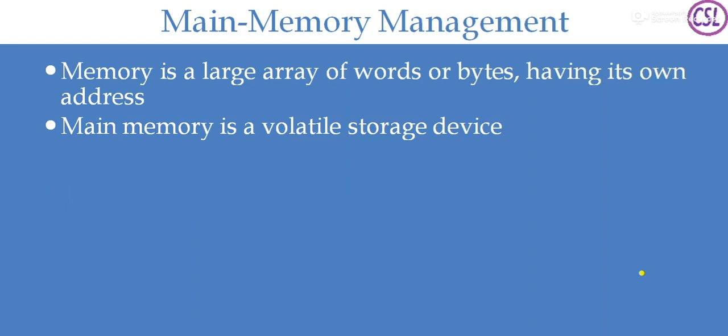What is a memory? Memory consists of different bytes of information and each is addressable. And main memory is a volatile storage device.